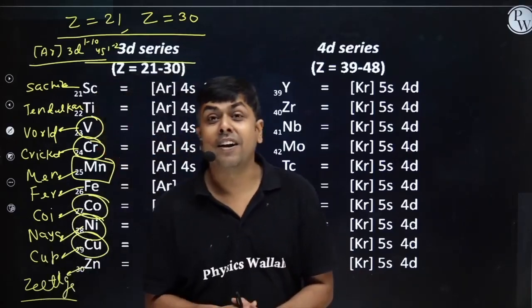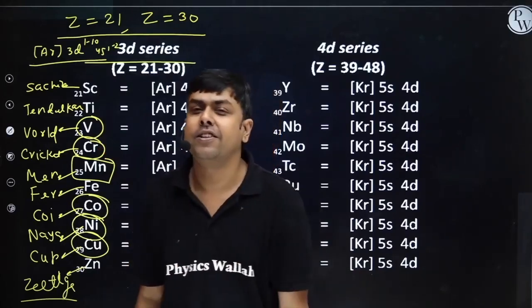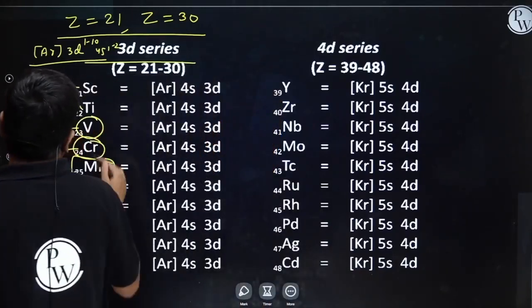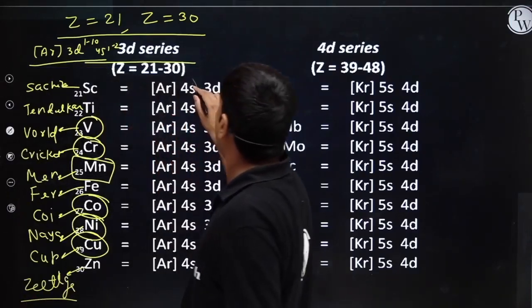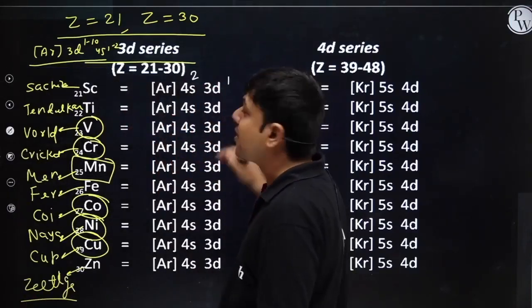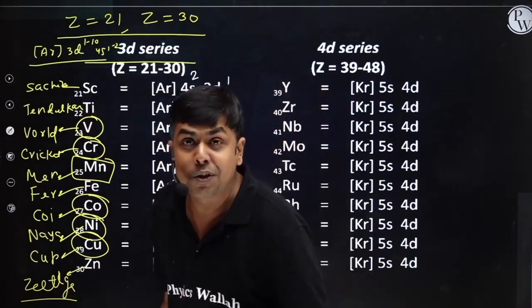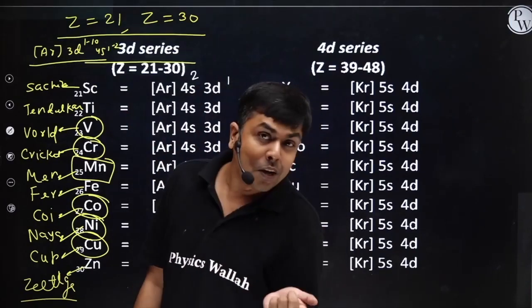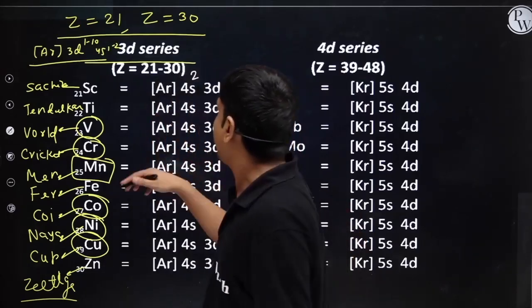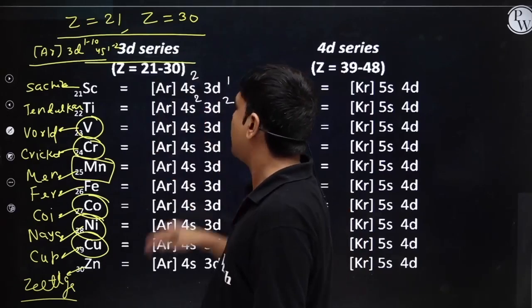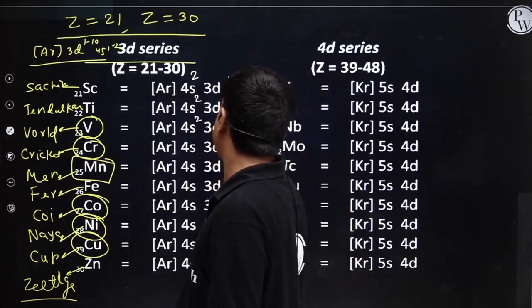Now let's have a look at the electronic configuration of these elements. Scandium, atomic number 21, will have the configuration 4s2 3d1. First the electron enters into 4s and then it enters into the n-1th d subshell. Then titanium 4s2 3d2. Vanadium 4s2 3d3.